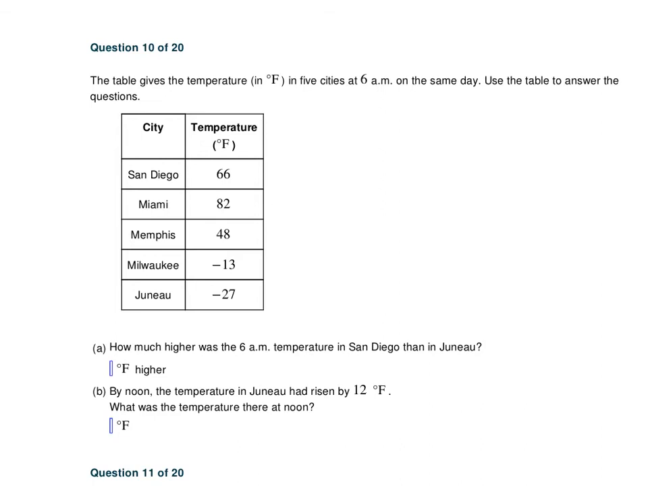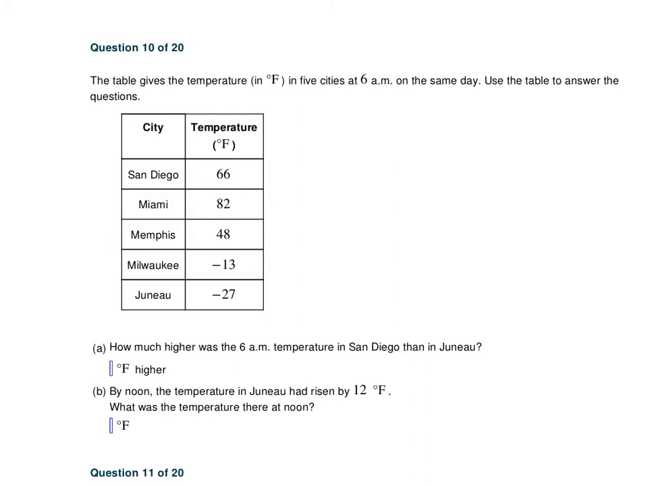Okay, so question 10 gives us a table, and the table gives the temperature in degrees Fahrenheit of 5 cities at 6 a.m. on the same day. Use the table to answer the questions. So we have San Diego, Miami, Memphis, Milwaukee, and Juneau.